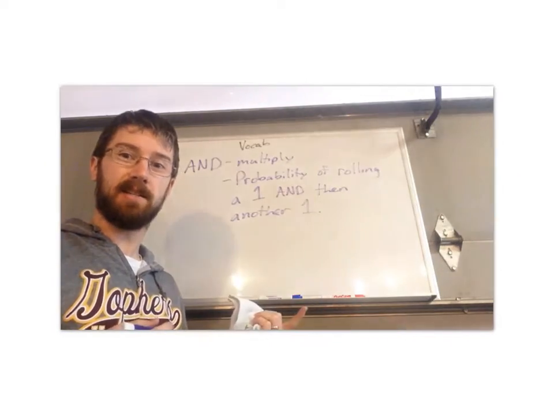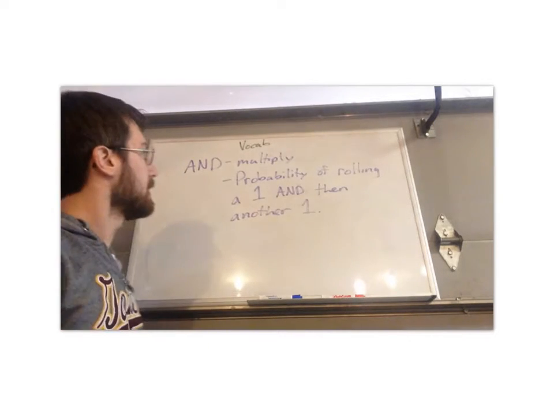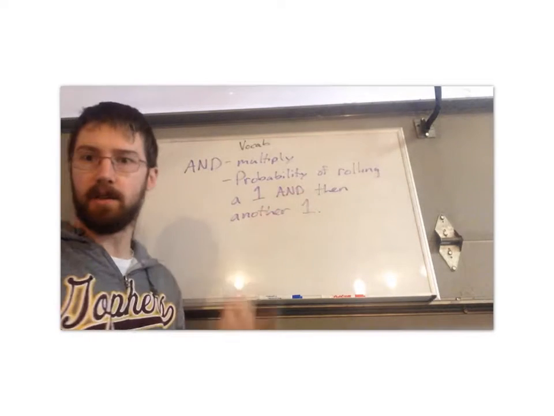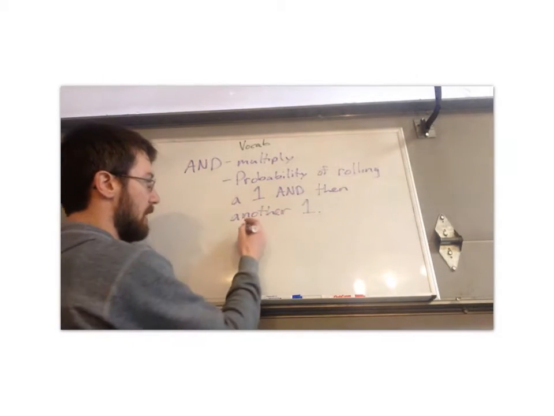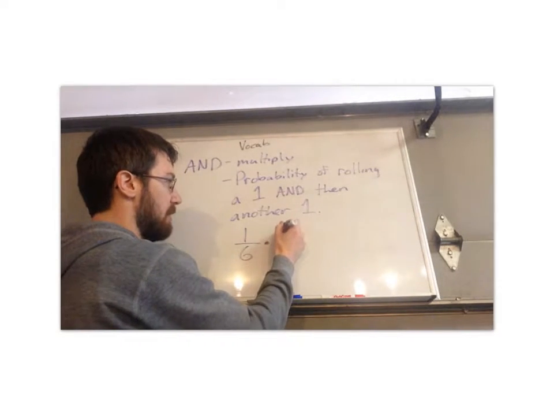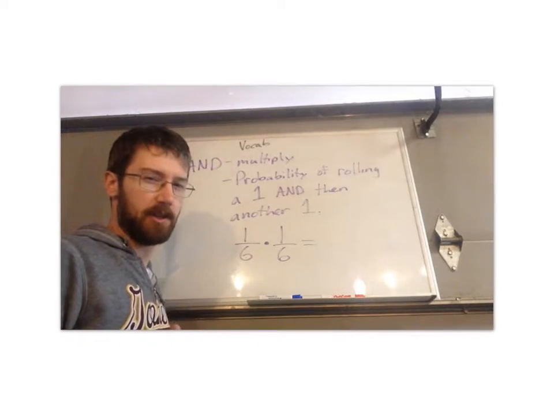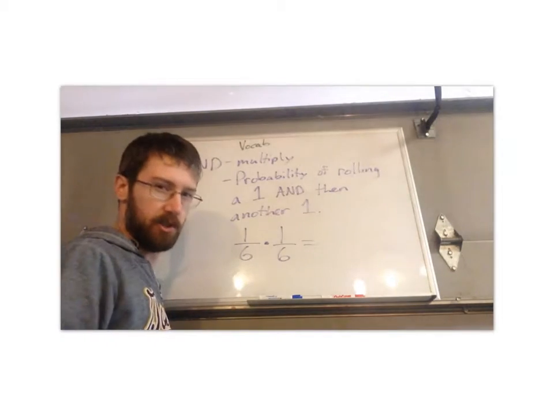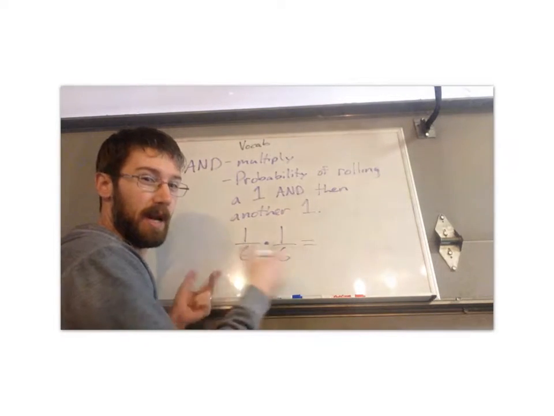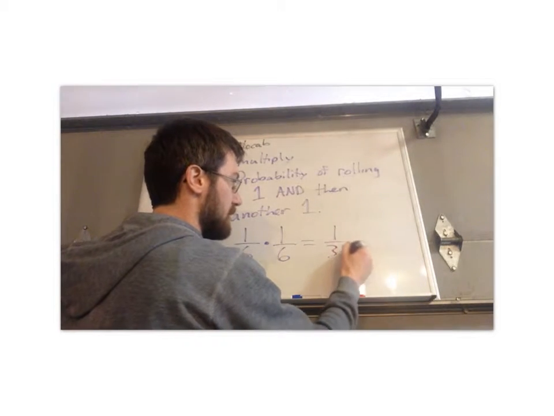Our second situation would be an AND statement. If you have an AND statement, you're going to multiply. An example of that would be the probability of rolling a 1 and then another 1. In that case, the probability of rolling our first 1 is 1/6, and the probability of rolling our second 1 is another 1/6. Multiplying fractions, we should know how to do this by now. Multiply across the top, across the bottom. We're not adding across the top and bottom. So this is going to be 1 on the top and 36 on the bottom.